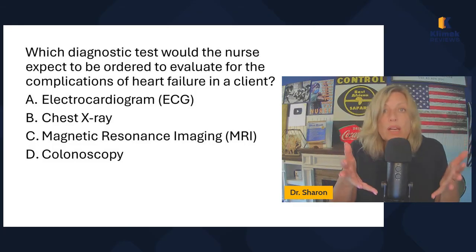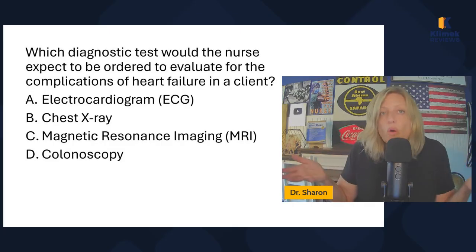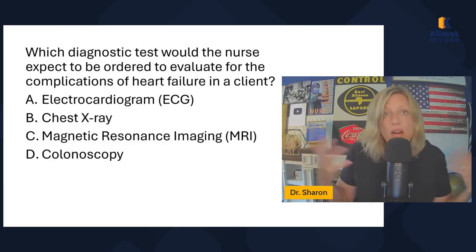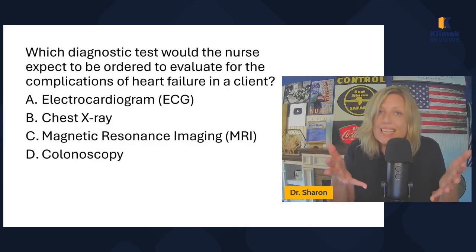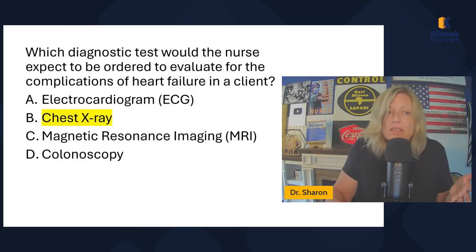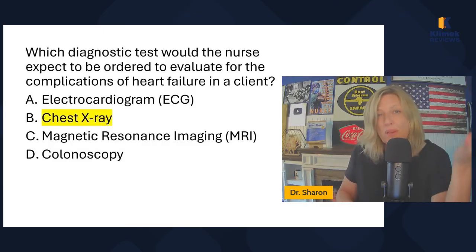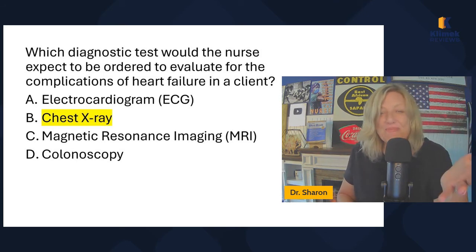So what is a complication of fluid volume overload? Well, where can it go? Where can the fluid go? It can go to the lungs. That's why we're always listening for crackles, right? So crackles in the lungs, what does that tell you is in the lungs? Fluid. What's another word for fluid in the lungs? Pulmonary edema. How do you pick up pulmonary edema? Chest x-ray, y'all.